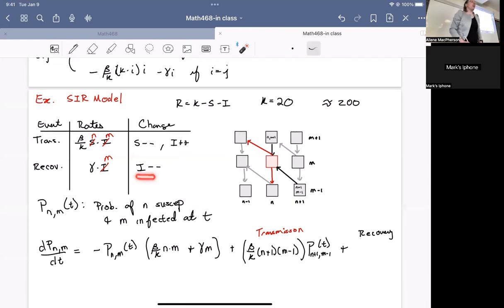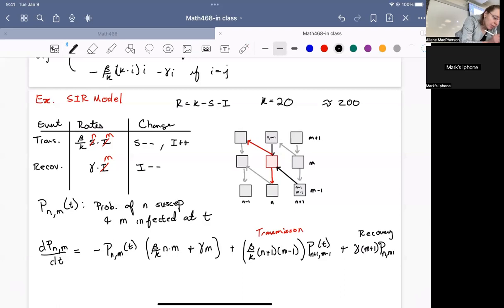All right, so for the recovery, we have a much simpler case because recovery only changes one of the states. It changes the I state, so it's drawn by these gray down arrows. This red down arrow is this one right here, and this black arrow describes the flow in, and it's going to flow in from the state that has one more infection than we currently have. So something like that. Okay, so that is our master equation for this system. Any questions about that?